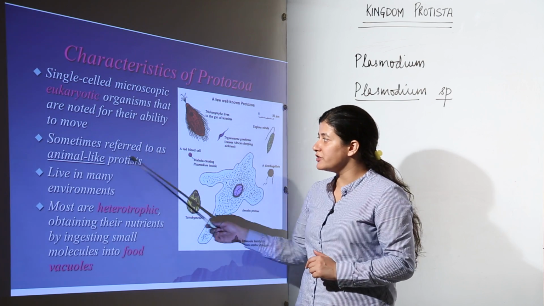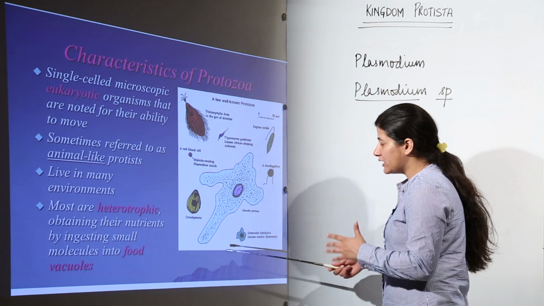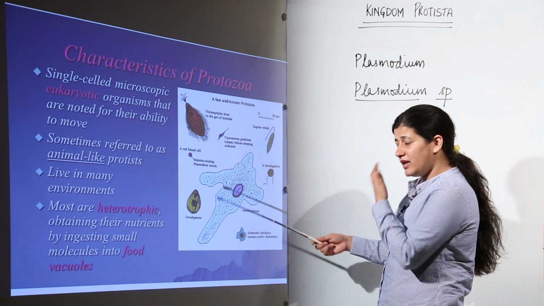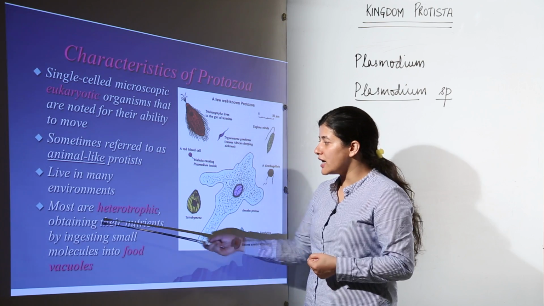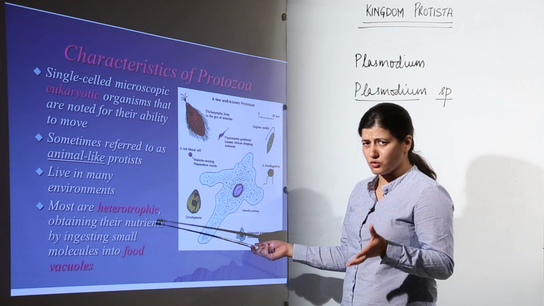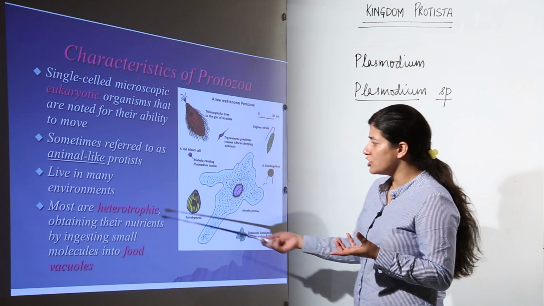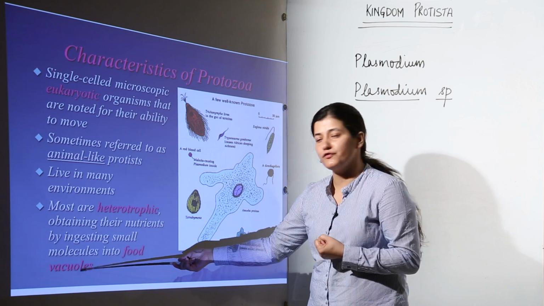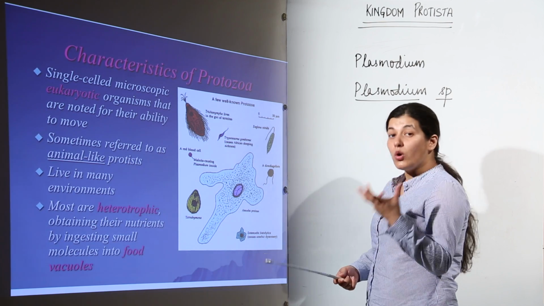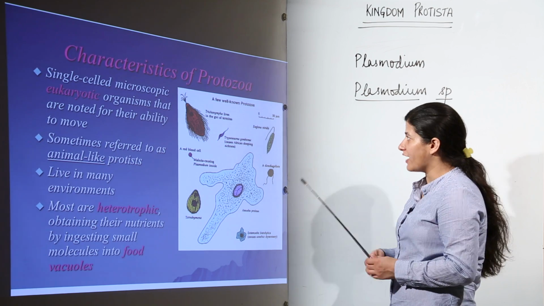Sometimes referred to as animal-like protists, that is why some authors classify them under kingdom Animalia. They live in many environments; they are highly diverse in their habitat. Most of them are heterotrophic. They do not have photosynthetic modes of nutrition, obtaining their nutrients by ingesting small molecules into food vacuoles. That means they have a holozoic mode of nutrition, where they consume the food through their vacuoles.